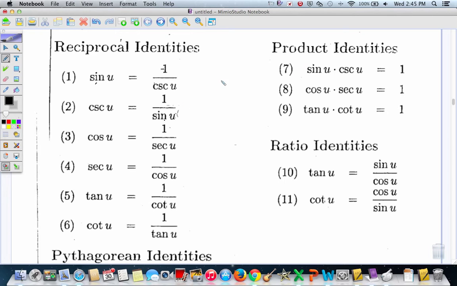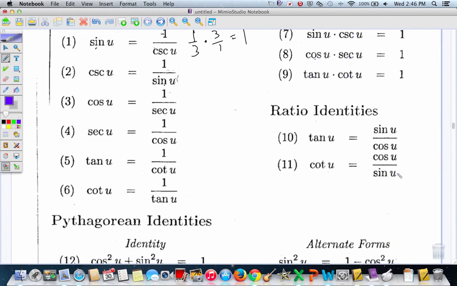Product identities: we know if we have reciprocals in math, the reciprocal of 1/3 is 3, and if I multiply reciprocals together, I get a product of 1. So it follows that if I multiply in trig, sine times its reciprocal cosecant will give me a product of 1, cosine times secant would be a product of 1, and tangent times cotangent would be a product of 1.